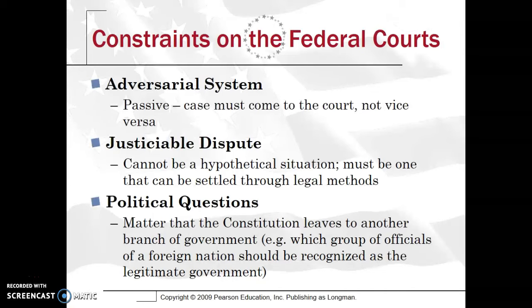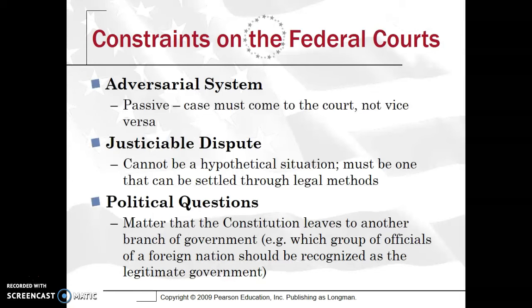So, some constraints on federal courts. People think often, especially in the public, that the courts really have so much influence, and to a degree, yes, they do have a lot of influence, but there are constraints. So for example, in the adversarial system, a case must come to the court. The court cannot orchestrate a case to come up to the Supreme Court. It takes many, many different avenues and takes a very long time for a case, especially one that the Supreme Court wants to hear, to come up.